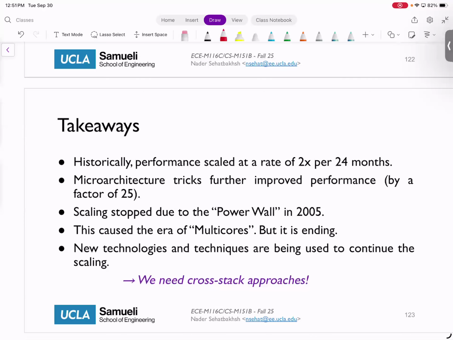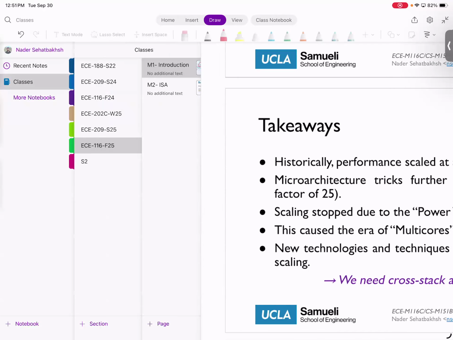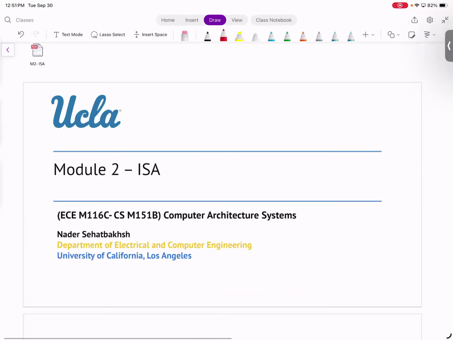Any questions? Okay, so then we can go to the next slide.